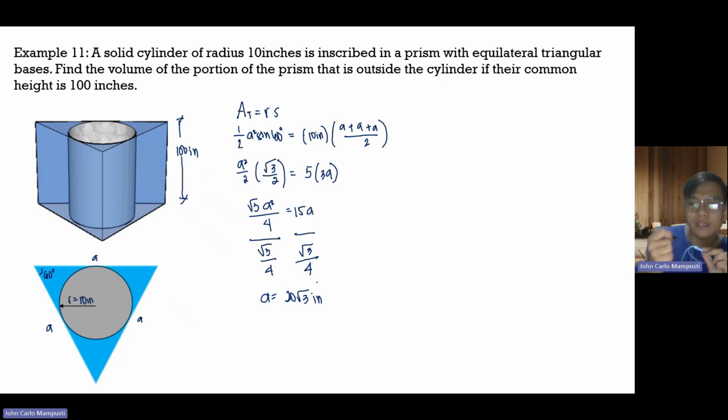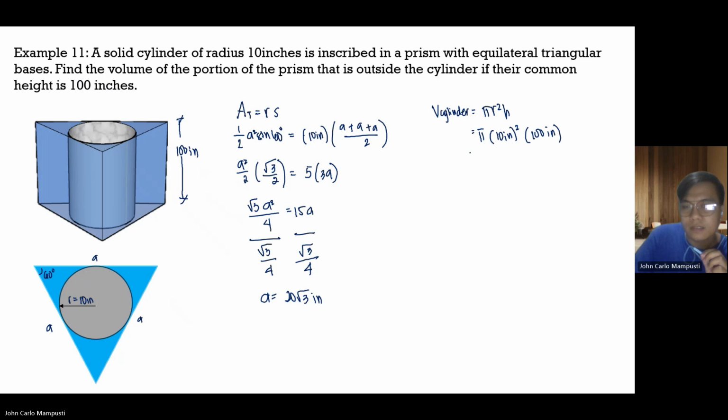We can now find the volume that is outside the cylinder. Okay? So first, kunin muna natin yung volume ng ating cylinder. Okay, volume ng cylinder natin, pi r squared times height. This is pi times r, which is 10 inches squared, times 100 inches. So this is equal to 10,000 pi.